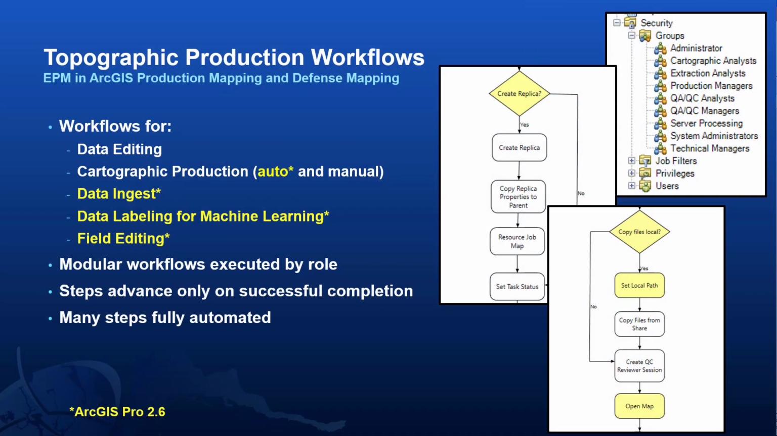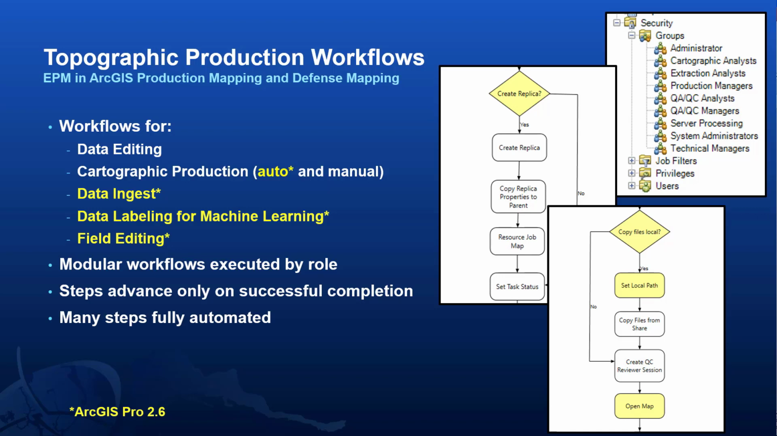At the heart of the EPM system is really the production workflows that come with production mapping. So we've got workflows in the box for data editing, cartographic production, both manual and automated. You'll see a lot of automation for specific defense and civilian products later in the demos. Data ingest into the system, data labeling for machine learning. So that's a real simple editing workflow to build training data for machine learning models, field editing as well.